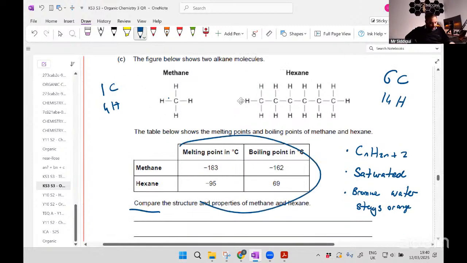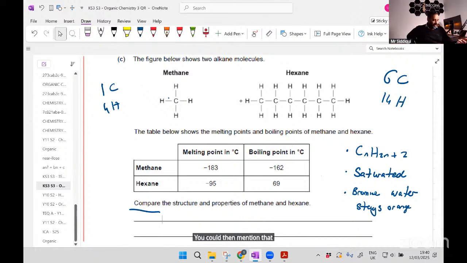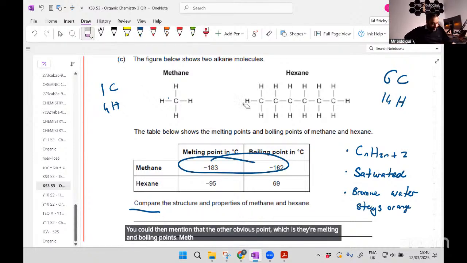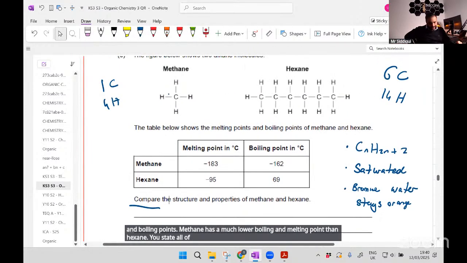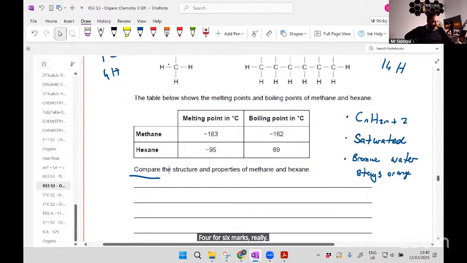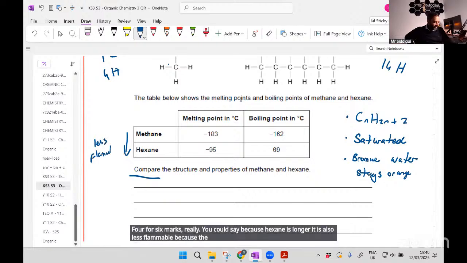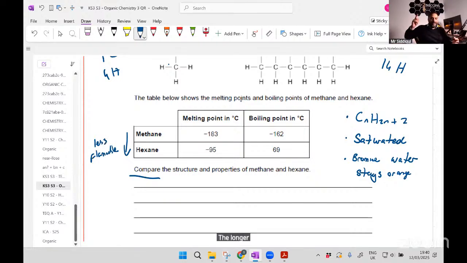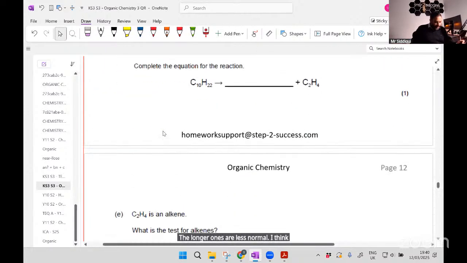You could then mention the other obvious point, which is their melting and boiling points. Methane has a much lower boiling and melting point than hexane. I think if I state all of these obvious things, that's probably enough for 6 marks, really. You could say because hexane is longer, it is also less flammable, because the shortest ones are more flammable, the longer ones are less flammable. I think that covers that.